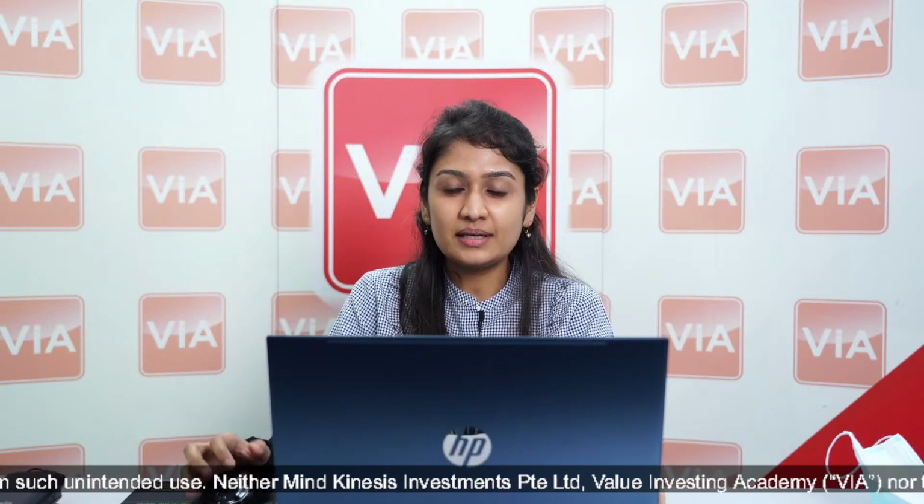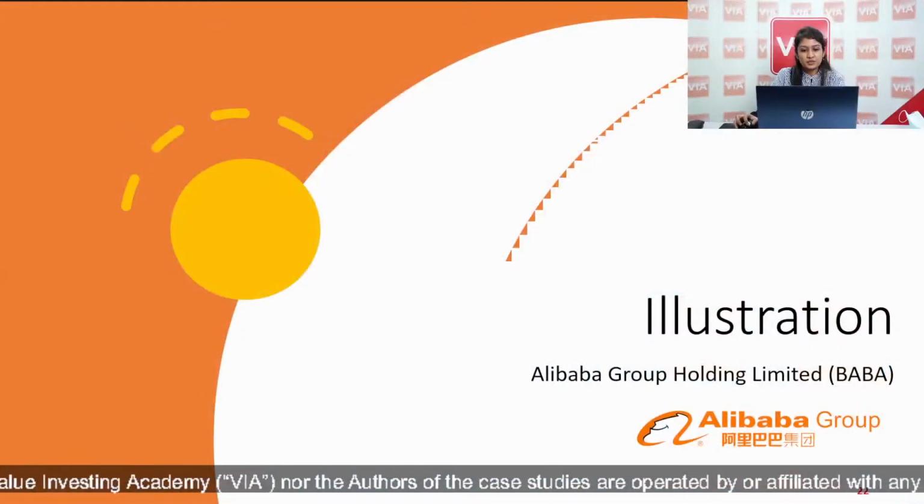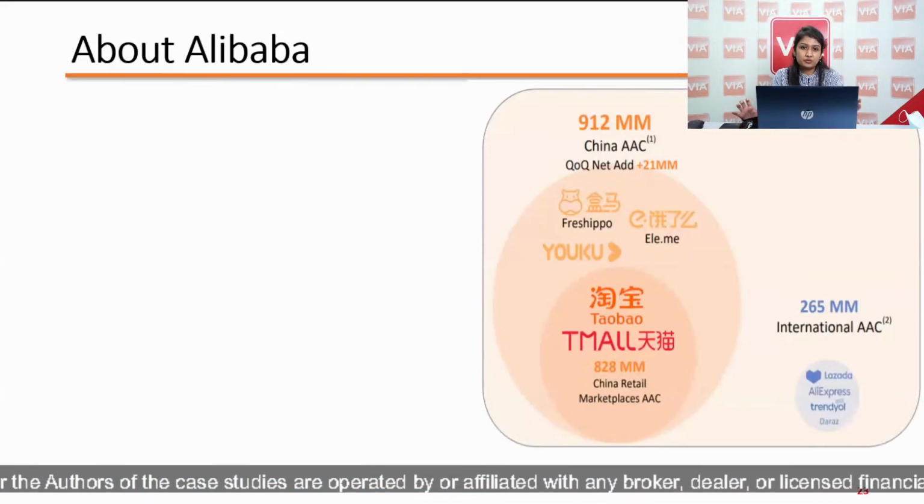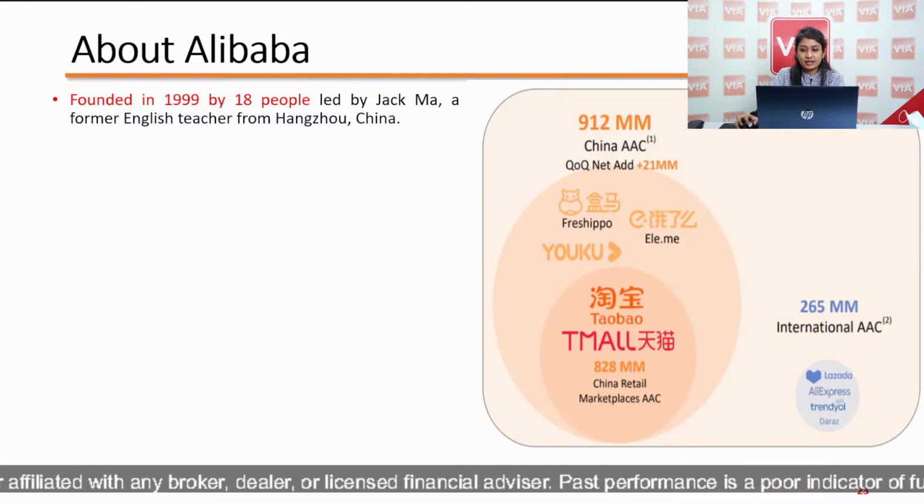Without any further ado, let's get into this. I will be explaining and exploring the impact of the regulatory clampdown on our illustration, Alibaba Group Holding Limited. So let's begin. First, let me give you a brief history of Alibaba. Alibaba was founded in 1999 by 18 people, one of whom was Jack Ma, a former English teacher from China.